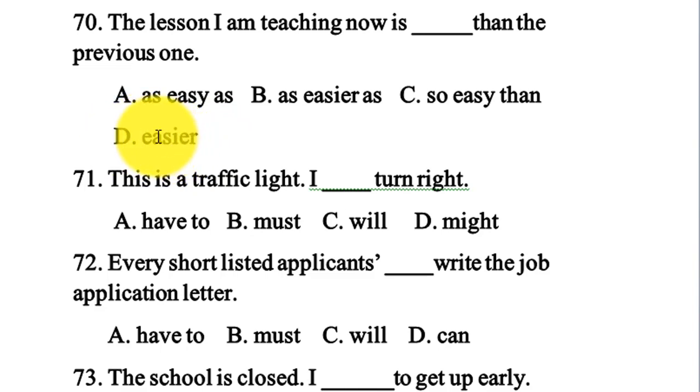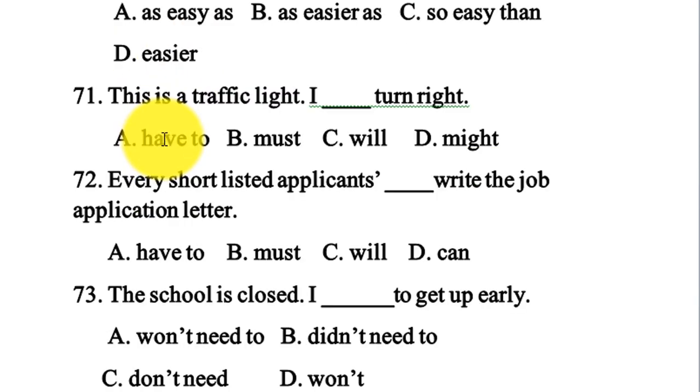This is a short syllable word and it takes the word -er. So because of this reason, the answer is: the lesson I'm teaching now is easier than the previous one. This is the lesson I'm teaching at the time being, and it is easier, comparing it with the previous lesson that I taught to you before. So the structure here is degrees of comparison. So the answer should be D.